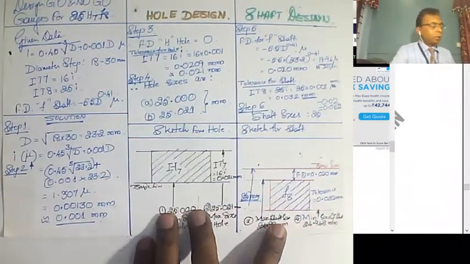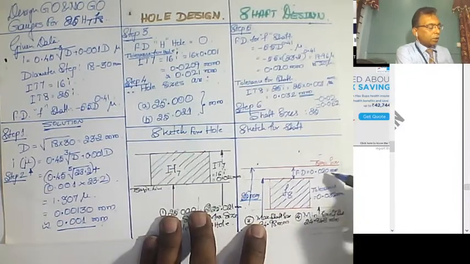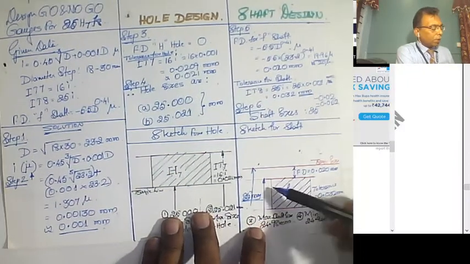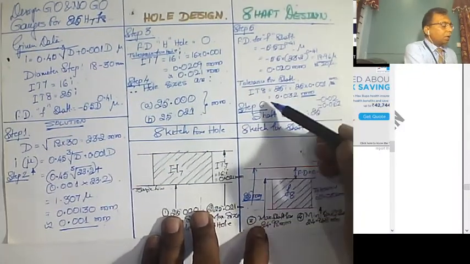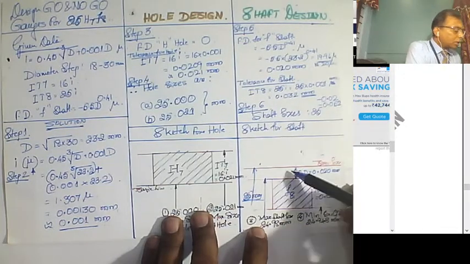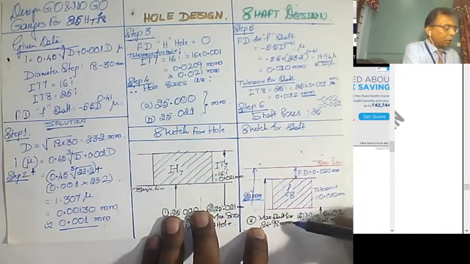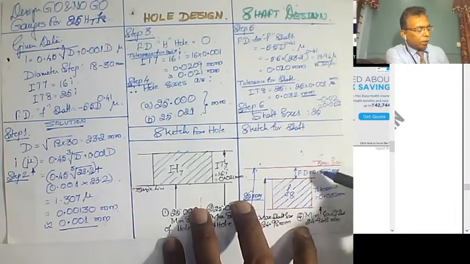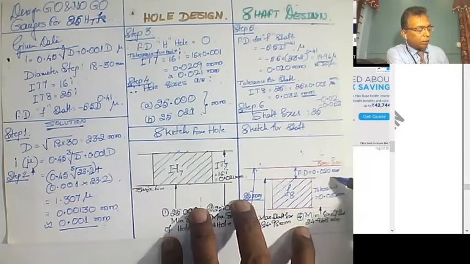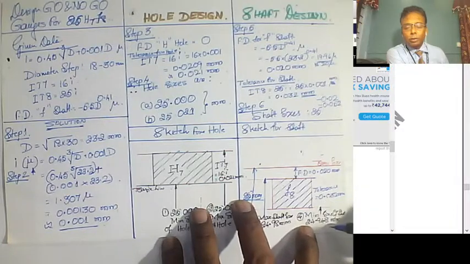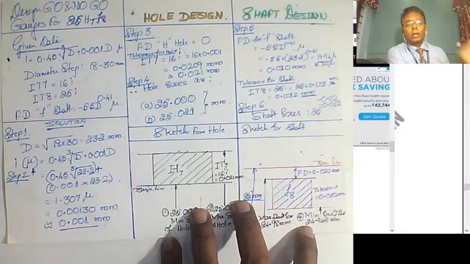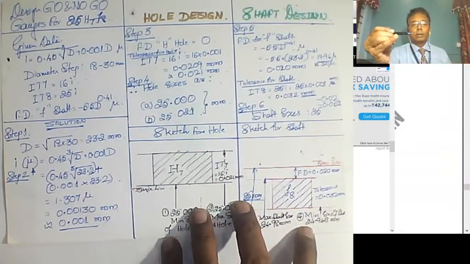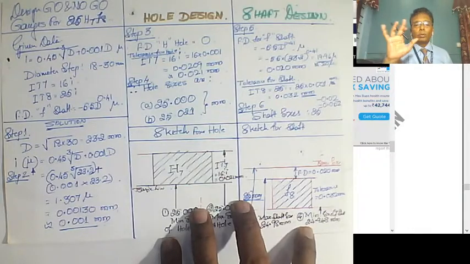just look at these values. So four values, fundamental deviation 0 to 0, find out the maximum size of the shaft, which is given as 25 minus this part, you will get 24.98. Next, minimum size of the shaft, simple: 25 basic size minus fundamental deviation minus tolerance, that should give you 24.948. No confusions, 1, 2, 3, 4 values.